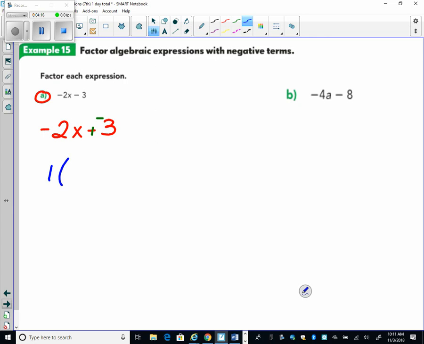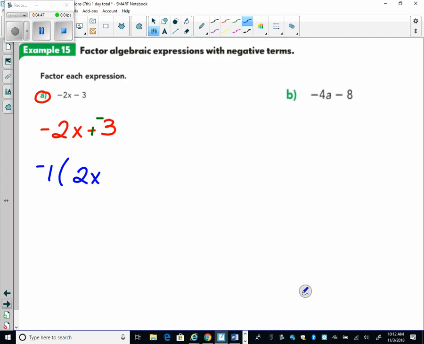Now look at the signs in front of the 2 and 3. They're both negative. So it's not really just 1 that we're factoring out, it's a negative 1. So I'm going to factor out negative 1. Now remember, you're dividing this into each of your terms. So 1 goes into 2, 2 times, drop down my x. Now look at your negatives. A negative divided by negative is a positive. This is going to give me a positive 2x.